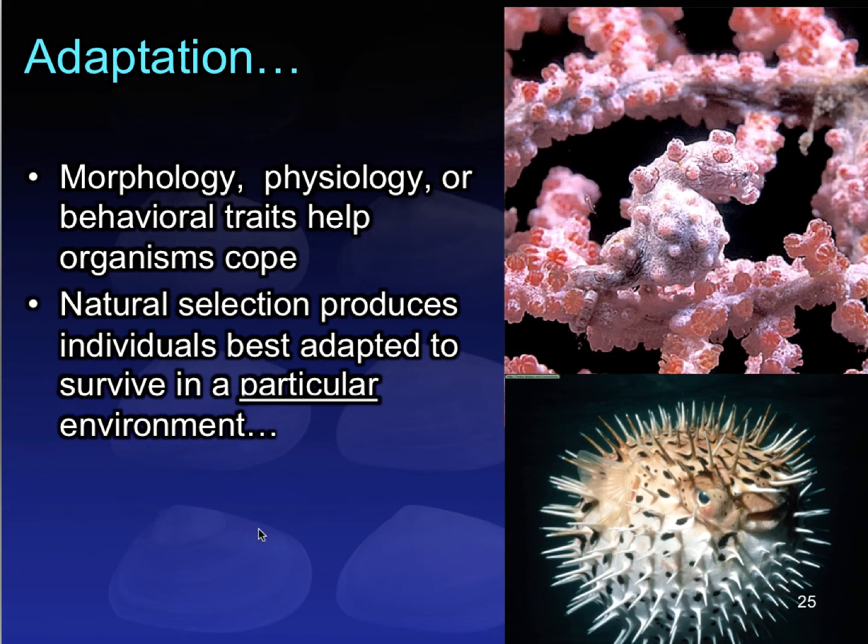And not only the outward look of the animal can be conserved in this way, but also an animal's physiology and their behavior. Anything that will help an organism cope with its current set of environmental conditions. And so what we end up seeing is natural selection producing individuals that are best adapted to survive in a particular environment. But that's not to say that these really cool looking fish, this is a pygmy seahorse and this is a porcupine pufferfish, are perfect for their environment. They're not perfect. What they are is the best combination of traits to survive in the particular environment in which they find themselves.